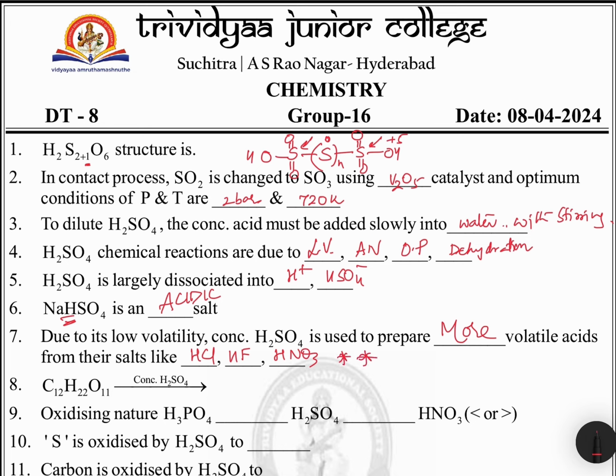C12H22O11, very, very simple. Concentrated sulfuric acid is a dehydrating agent, so you will be getting your carbon. 12 carbons are there, so 12 carbon, 11 water.